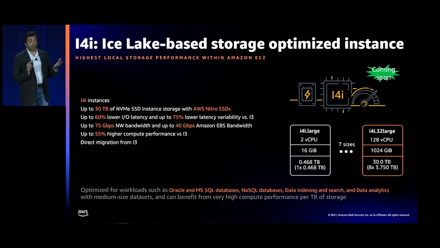55% higher compute performance compared to i3. So significantly higher compute performance. They pack in 30 terabytes of Nitro SSDs and 75 gigabits of network throughput. They will come in 7 sizes with up to 128 vCPUs and 1 terabyte of memory. These instances were announced yesterday, and they will be launching in the upcoming weeks.